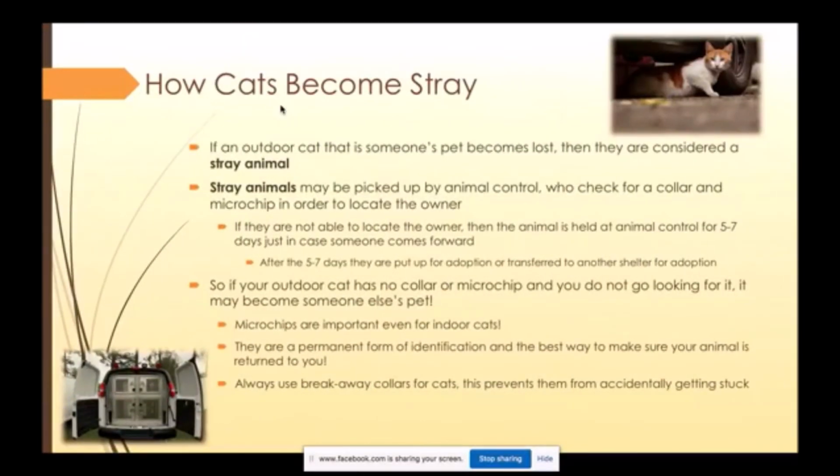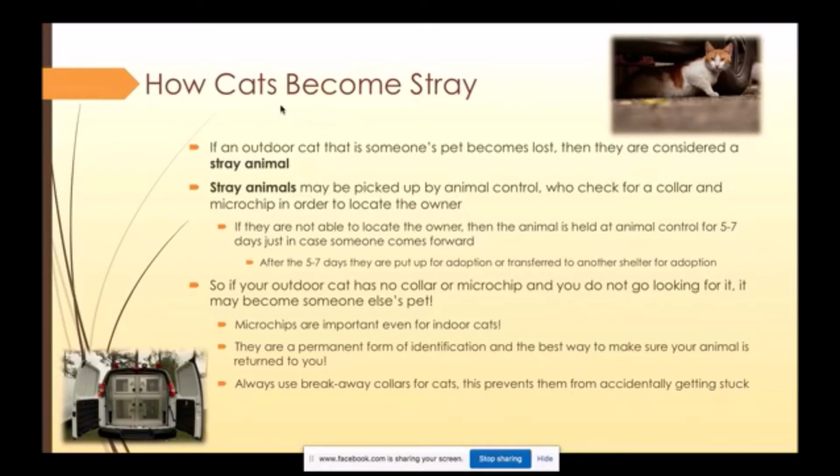So, like I kind of mentioned, if an outdoor cat that is someone's pet becomes lost, they now become, or are considered, a stray animal. So any animal that's lost is a stray, pretty much. Stray animals might be picked up by animal control. Their job is to check for a collar and or microchip in order to locate the animal's owner. So if they don't find a collar, they have a microchip scanner.